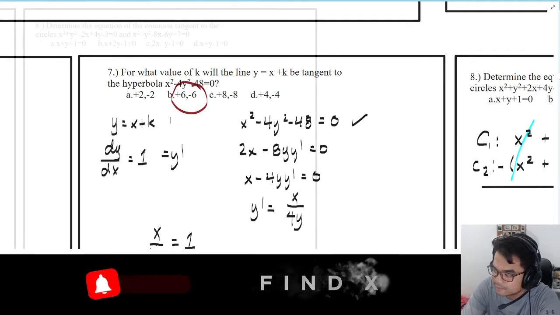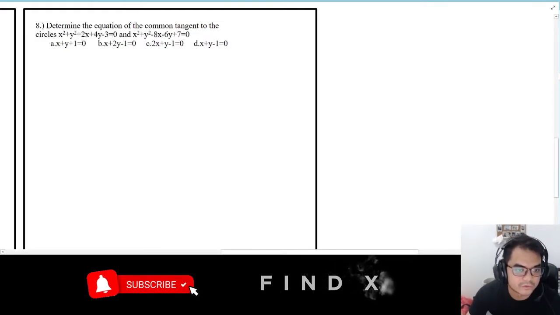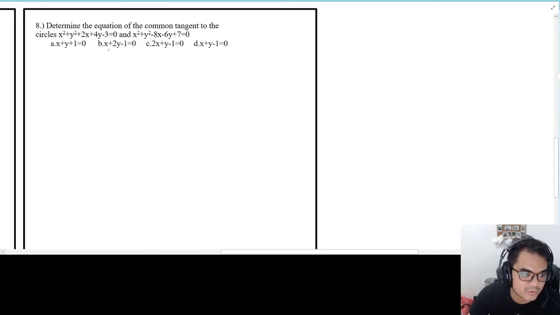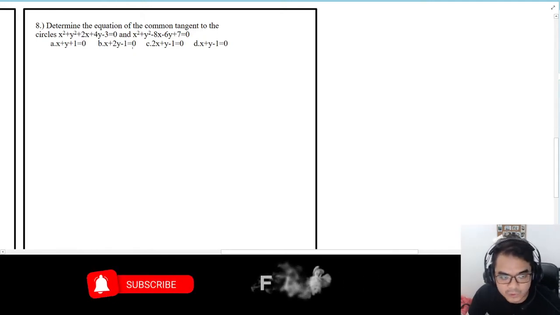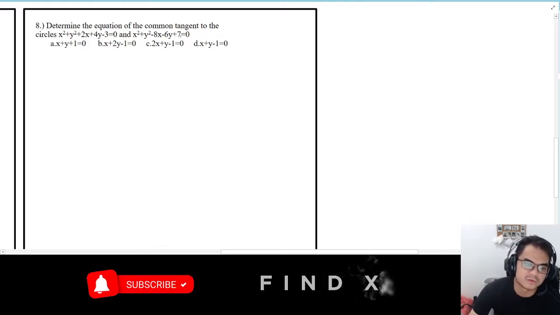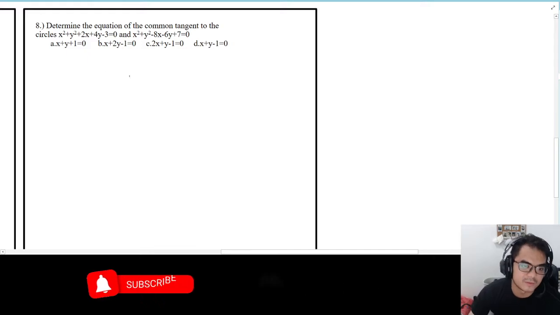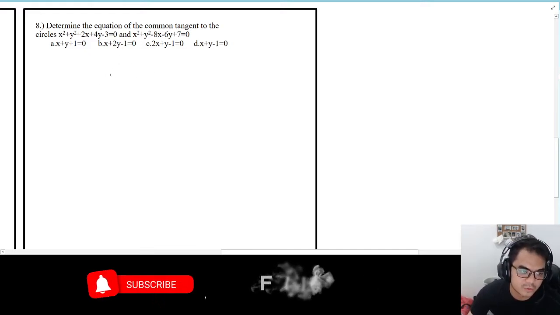Let's get to the next one. We have now number 8. So determine the equation of the common tangent to the circles x squared plus y squared plus 2x plus 4y minus 3 equal to 0. And we have here another circle, which is x squared plus y squared minus 8x minus 6y plus 7 must be equal to 0. So this is a really easy problem. All you have to do is just subtract the two equations, right?